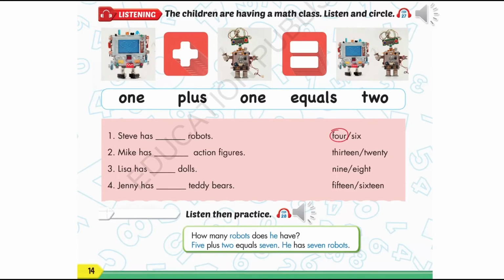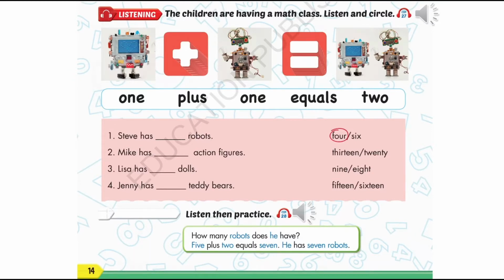1. Okay, listen everyone. Steve has 3 robots. His mom gives him 1 robot. How many robots does Steve have? 3 plus 1 equals 4. He has 4 robots. Correct.